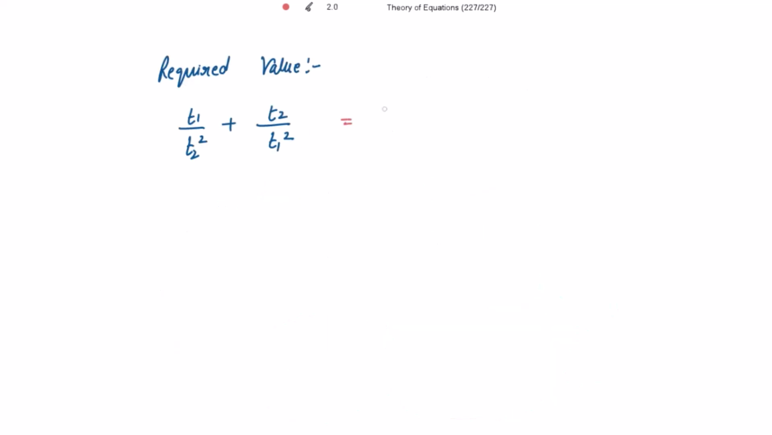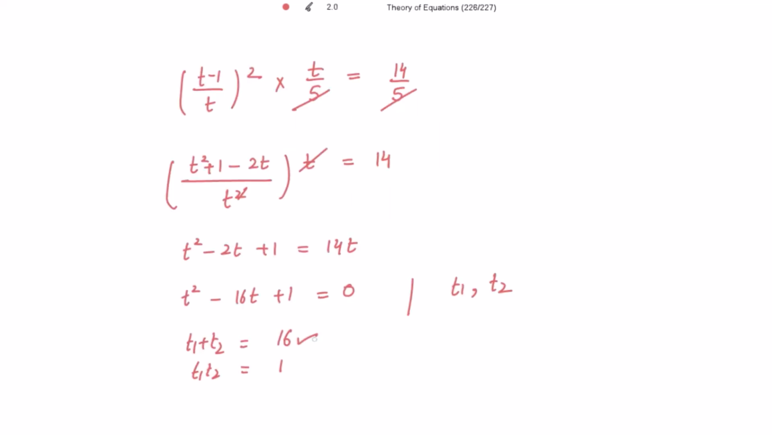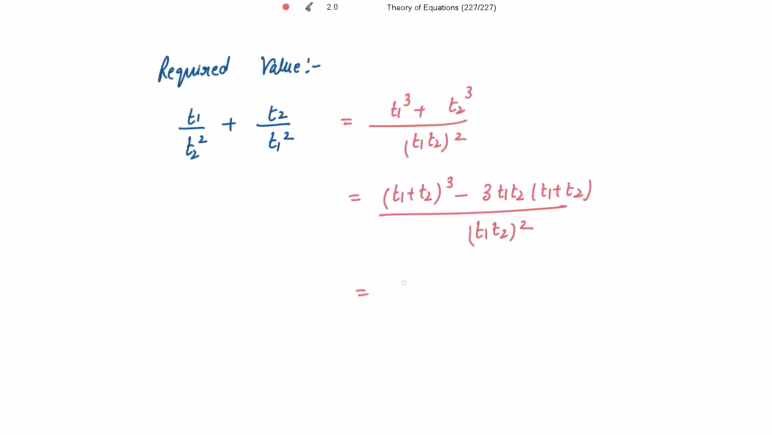So this is equal to (t1³ + t2³)/(t1 t2)². And using the cubic formula, we can write t1³ + t2³ as (t1 + t2)³ − 3 t1 t2 (t1 + t2), divided by (t1 t2)². And we have got the sum of t1 and t2 as 16 and the product of t1 and t2 as 1. So the sum of t1 and t2 is 16.